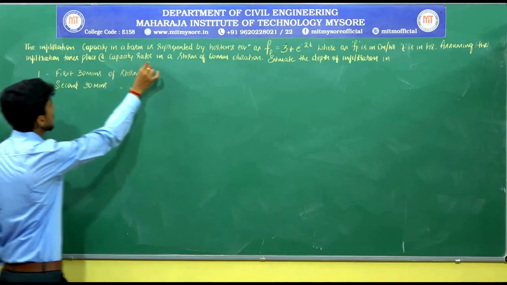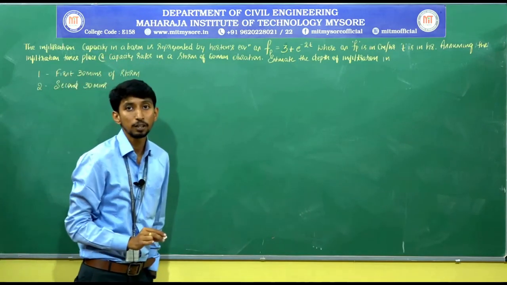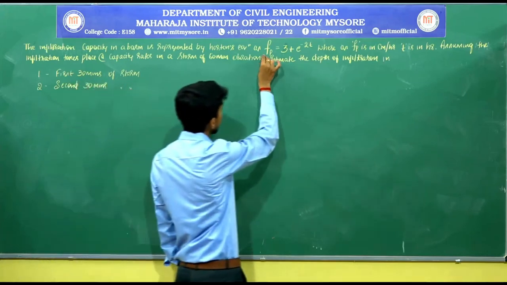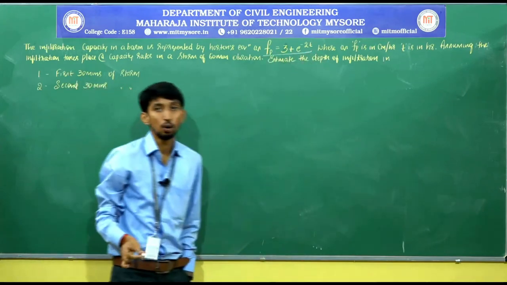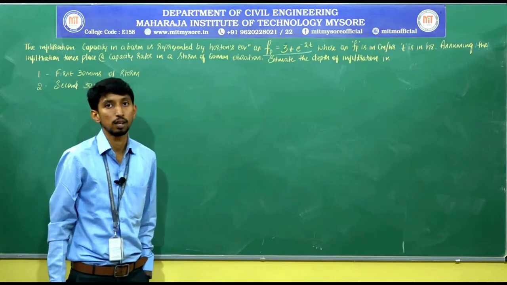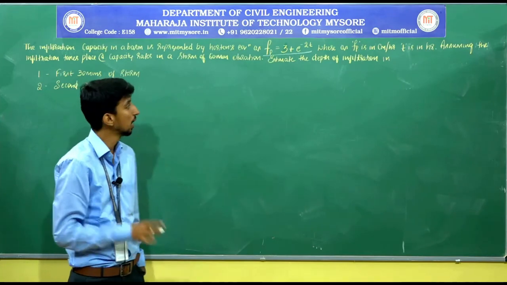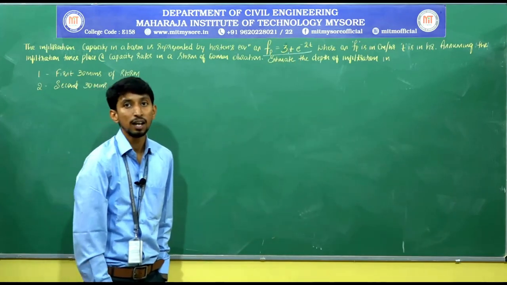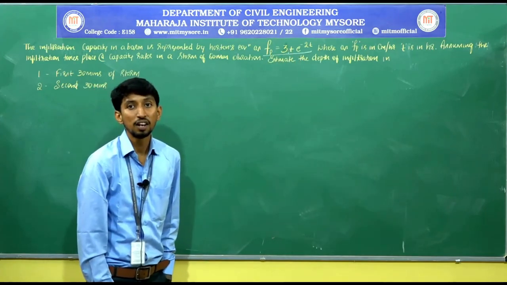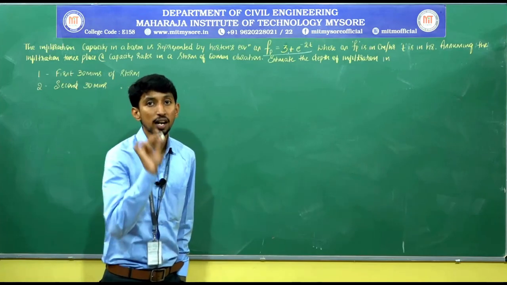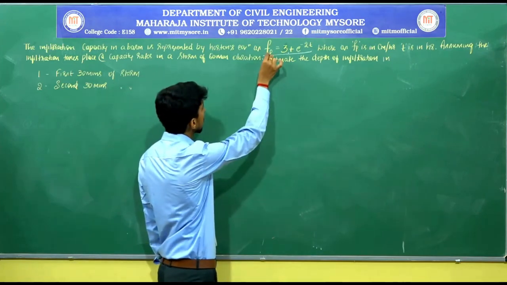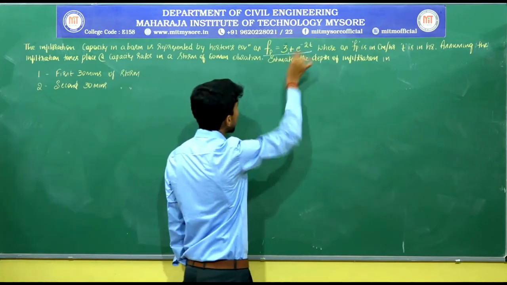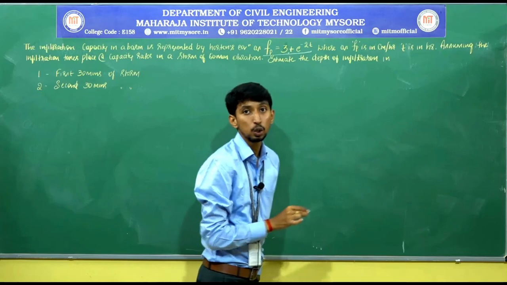The infiltration capacity in a basin is represented by Horton's equation. Here, he has given one separate equation. By considering this equation, we need to find out the infiltration capacity or infiltration rate. What is given? Small fp equals 3 plus e power minus 2t.